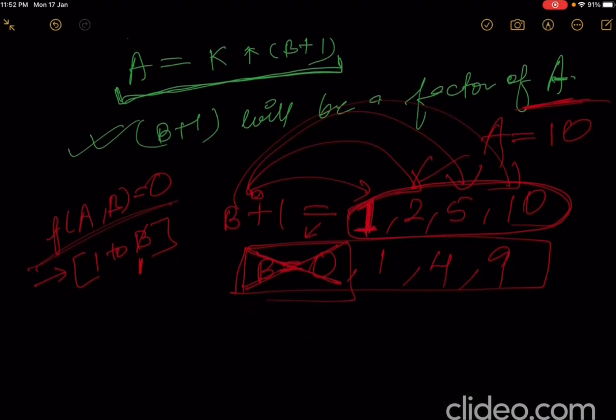For example, in this case, since a was equal to 10, the second player will be winning at b equal to 1, 4 and 9. So we will simply return this, right?